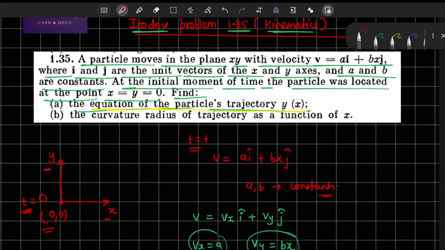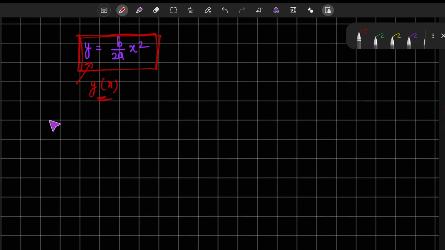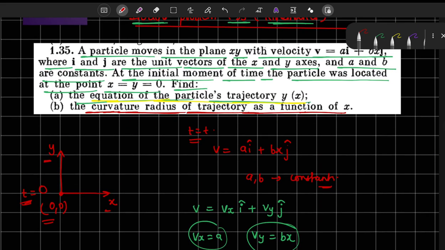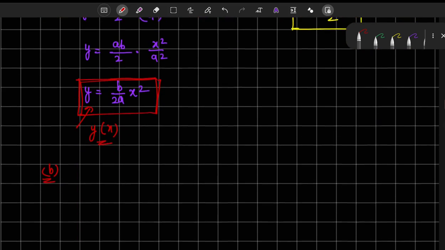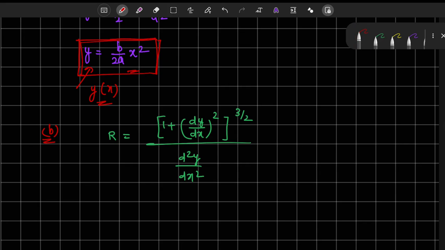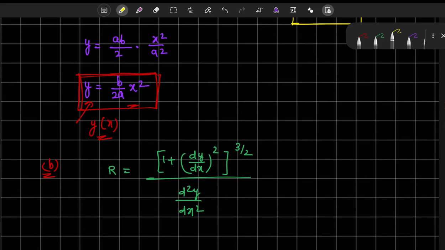Okay. Now let us come to the second problem, in which it is asking to find the curvature radius of the trajectory as a function of x. So let us come to the B part. So we know that the radius of curvature equation is r is equal to 1 plus dy by dx whole square to the power of 3 by 2 whole divided by d square y divided by dx square. Okay. So the function here is simple, so we can differentiate this particular function.